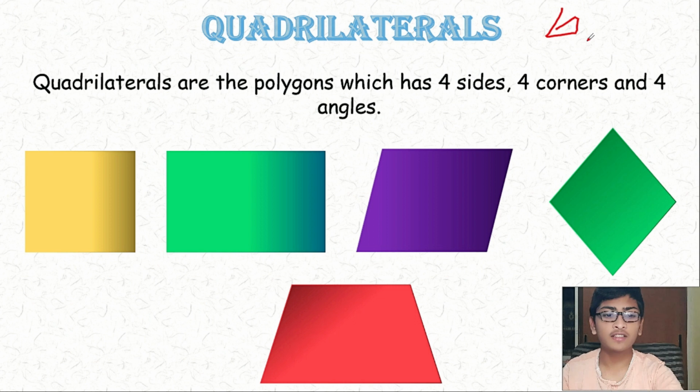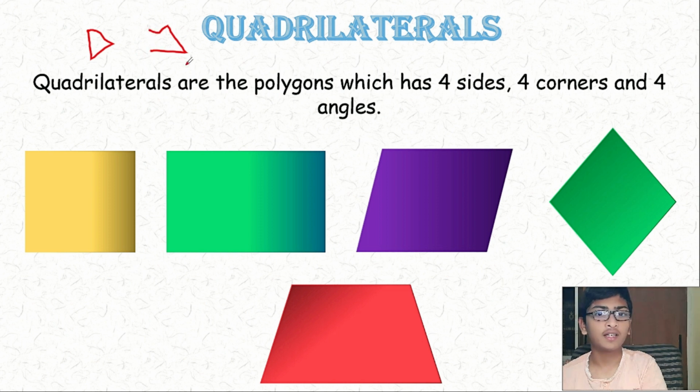Let's take another example. Here, this is a quadrilateral. Here it has one cutting, so I'll make it clear. This is a quadrilateral. It has 4 sides, 4 corners and 4 angles, but it is not a closed figure. Quadrilaterals or shapes should be closed.